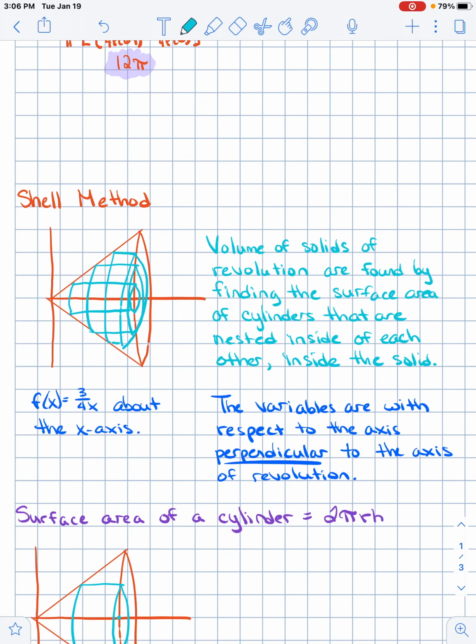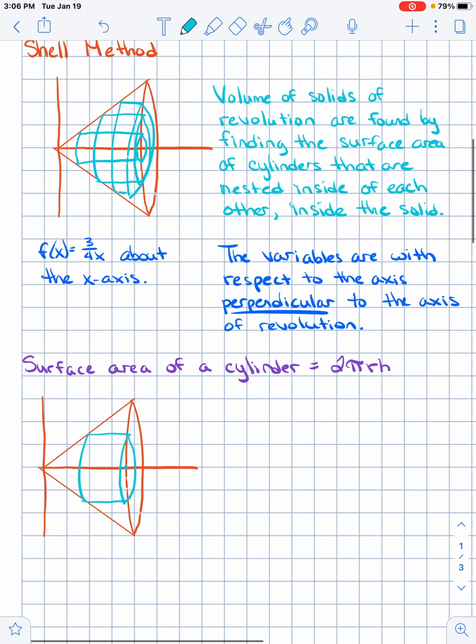The difference with this is that variables are with respect to the axis that's perpendicular to the axis of revolution. Don't worry about that yet. It's something that you'll come back to. So we're going to use the same problem that we did above. We're going to rotate 3/4 x about the x-axis.